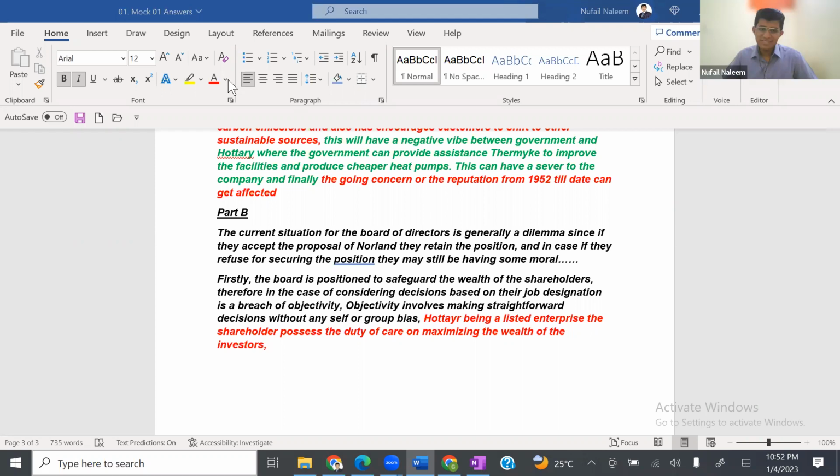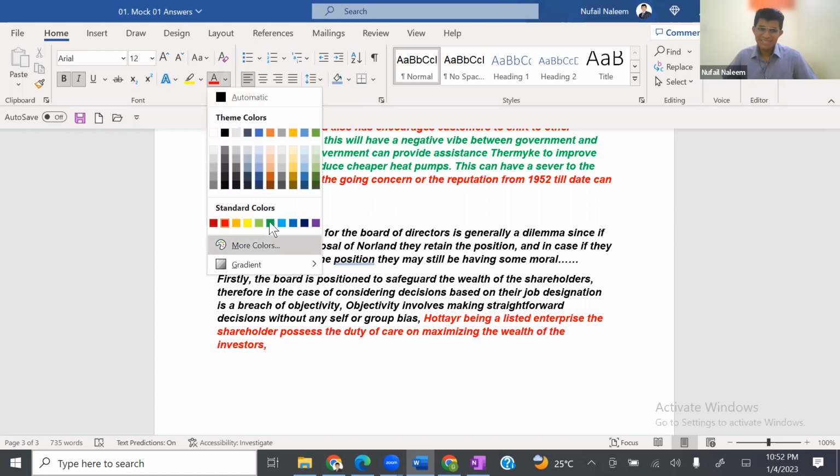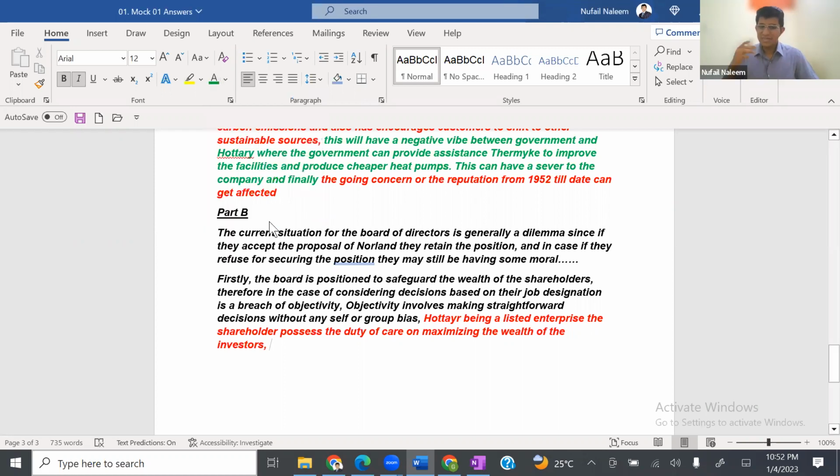Now, students, I will continue this in more detail, so it will give you the implication. If they are doing it for their own interest, in real life it cannot be considered a good decision.